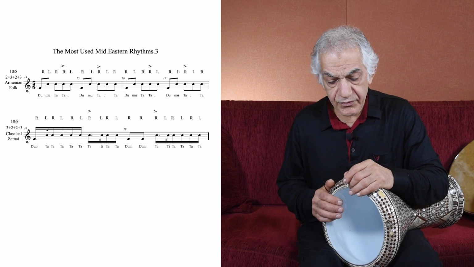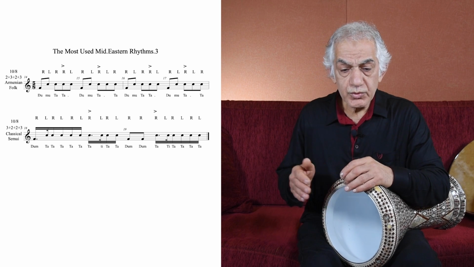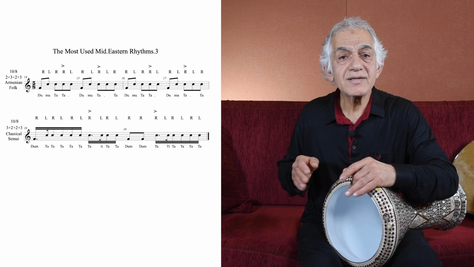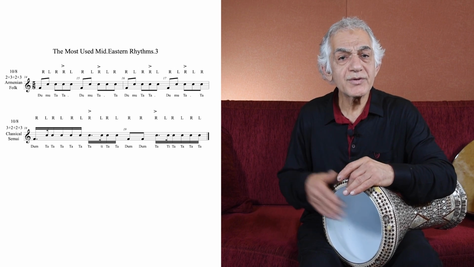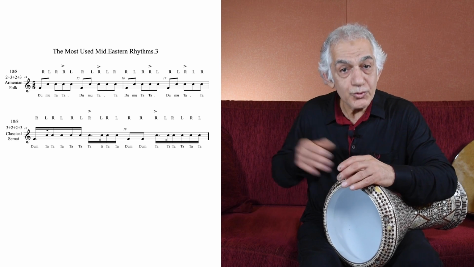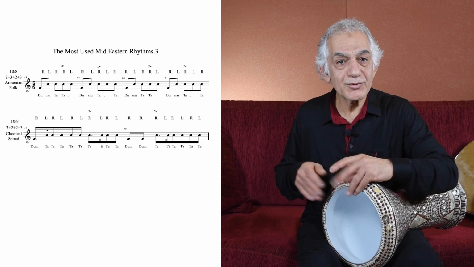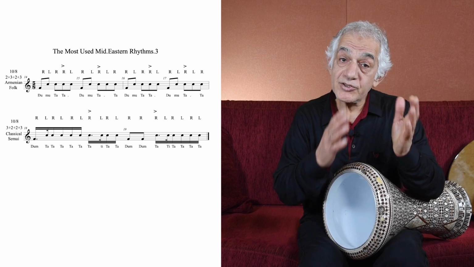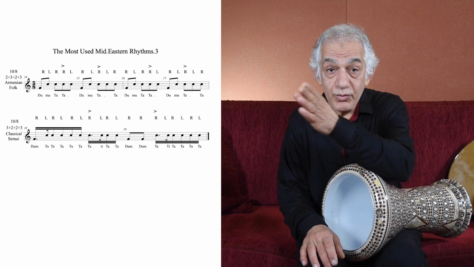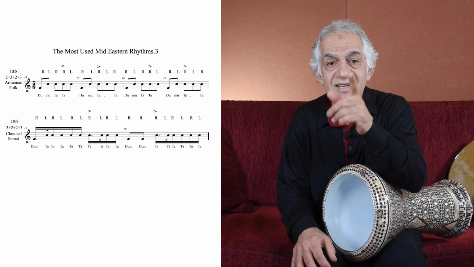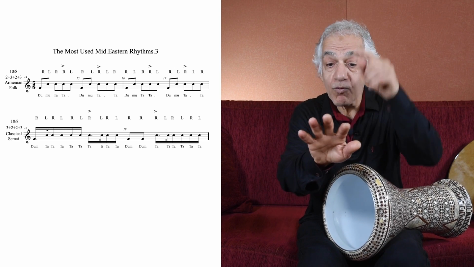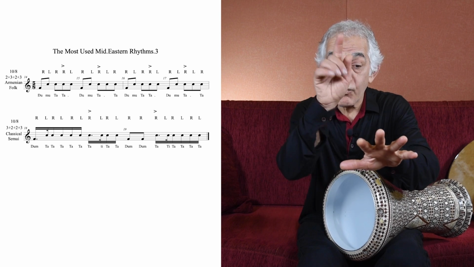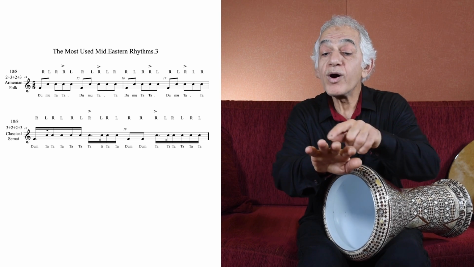I will play the folkloric one, which is doom tak doom dang doom dang dang doom dang 1 2 1 2 3 1 2 1 2 1 2 1 2 3 1 2 1 2 3 1 2 1 2 3 1 2 1. Actually it's 1 2 1 2 3 1 2 1 2 3, but the accents are different. 1 2 1 2 3 1 2 1 2 3 1 2 1 2 3 2 1 2 3.